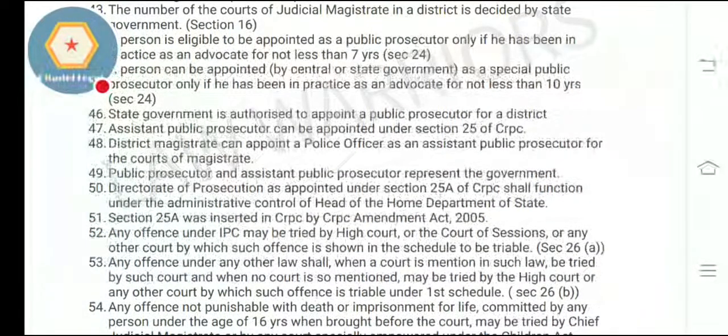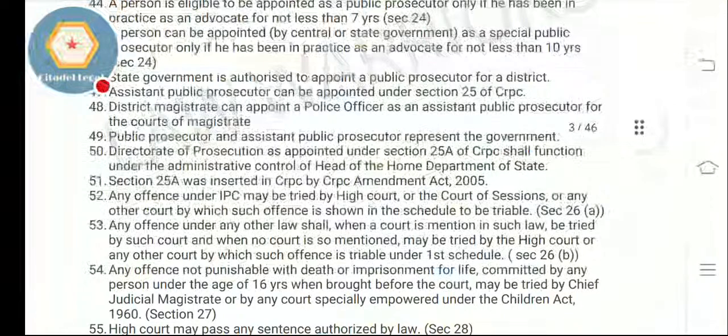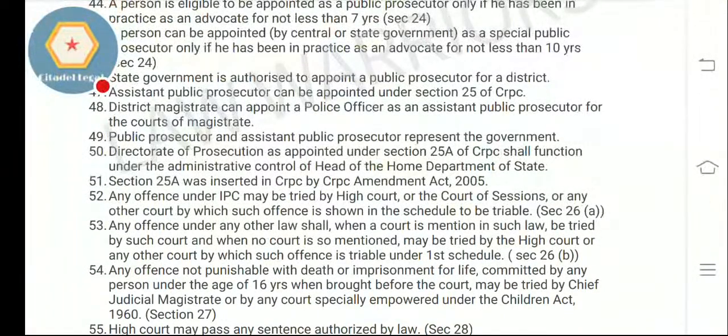So, what is the provision of the Directorate of Prosecution? Section 25A of CrPC: it shall function under the administrative control of the head of the Home Department of the state. So, the establishment of the Directorate of Prosecution and its functioning and administrative control shall be under the head of the Home Department of the state, not under the High Court. Always remember that this is the domain of the state government. Now, section 25A was inserted in CrPC by the CrPC Amendment Act 2005. This is also important to remember. Section 25A, dealing with the Directorate of Prosecution, was introduced by the Amendment Act of 2005.